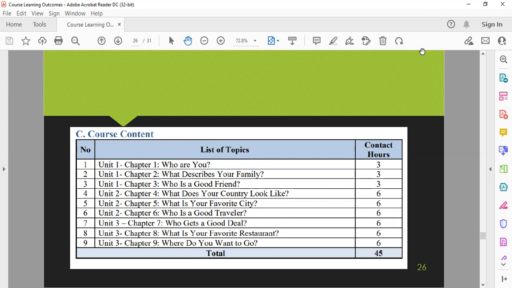I have a suggestion here. I would like to add here. Well, here are the titles. We can see the titles of the chapters. They are not exactly topics. For example, look at the first one, chapter 1, who are you? It means introducing oneself. It can be a topic. Self-introduction, introducing oneself. What describes your family?